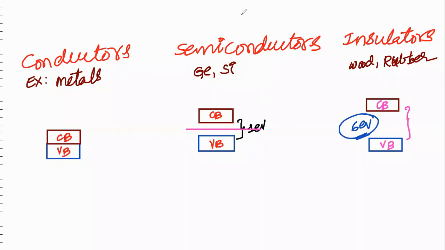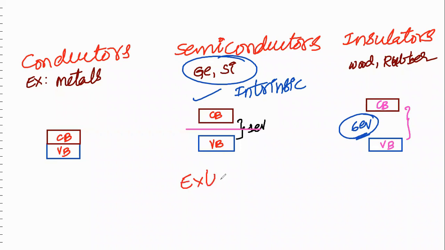Right. So the pure form of semiconductors is called the intrinsic semiconductors. So when impurities are added, they are called the extrinsic semiconductors. Pure form is called intrinsic and doped is extrinsic. Doping means what? Adding of the impurities. It is called the extrinsic semiconductor.